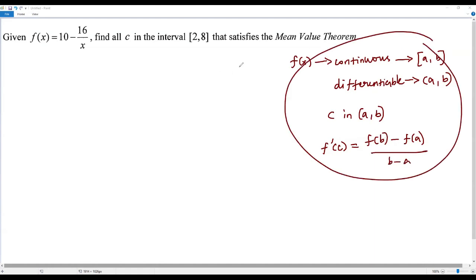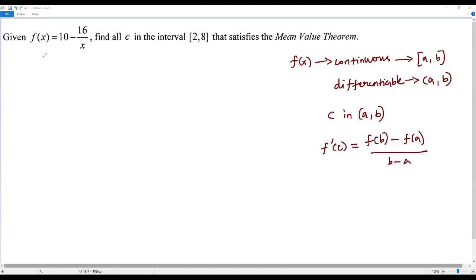If I want to use the mean value theorem in our problem for the given function and find the value of c, I have to check the two conditions I explained. The function f of x has to be continuous on the closed interval [2, 8], and also differentiable on the open interval (2, 8). First, let's check whether f of x is continuous in this closed interval.